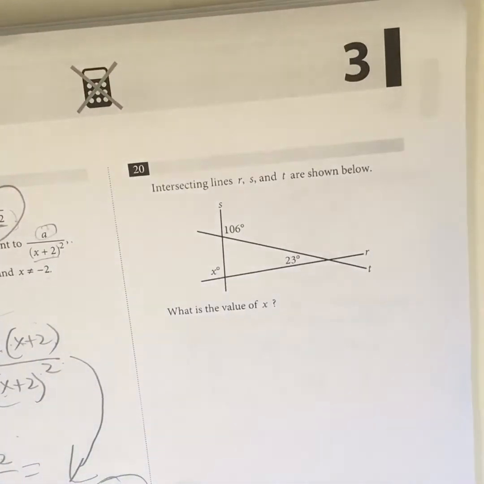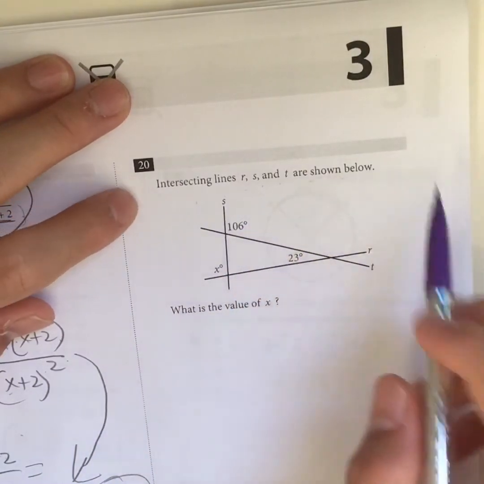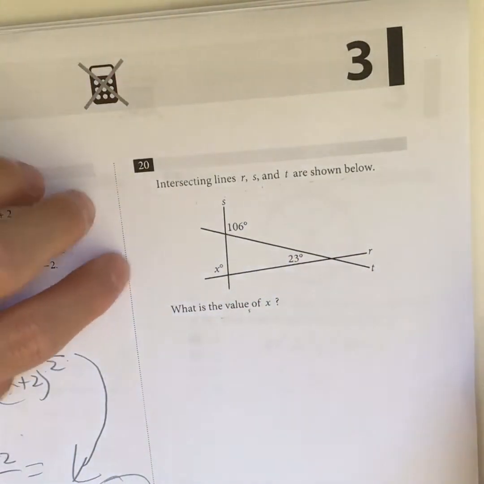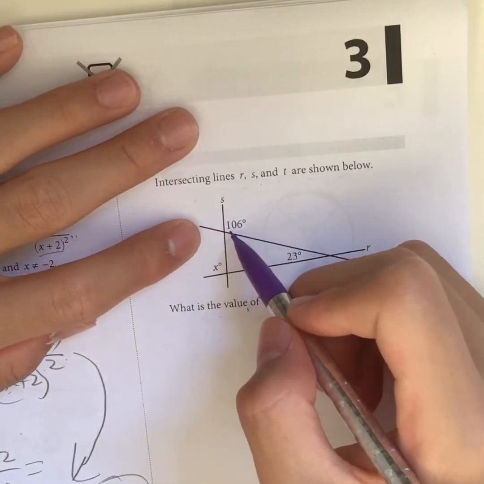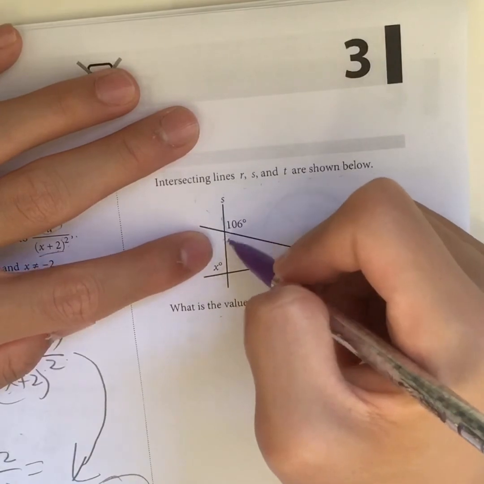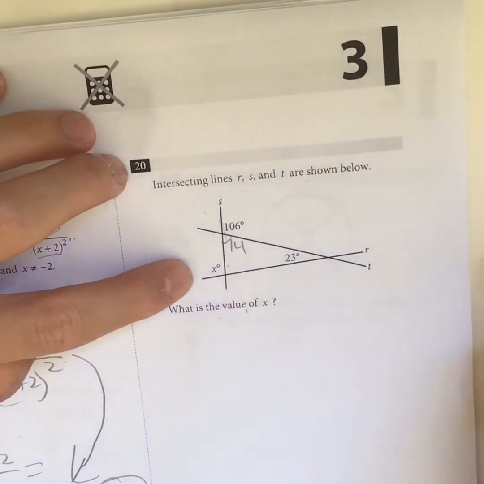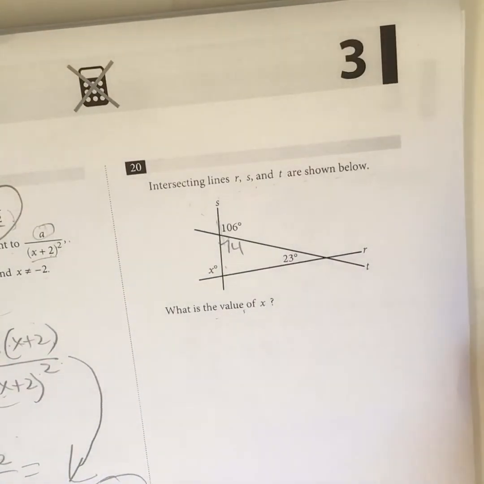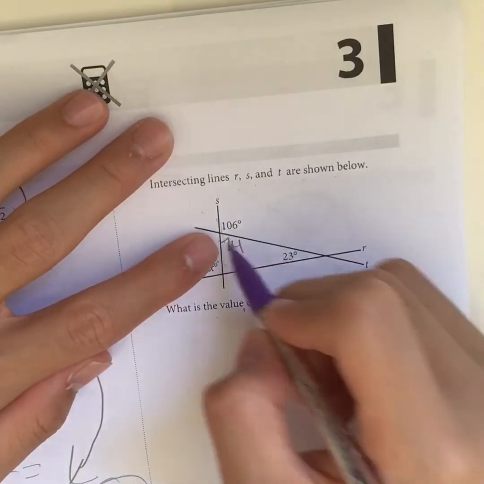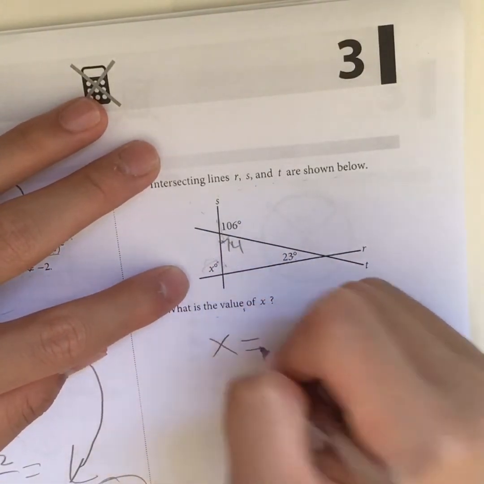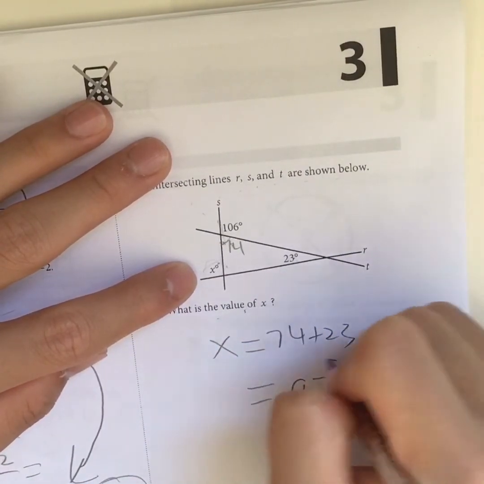So now we're on the last question of this section. Question 20. Intersecting lines R, S, and T are shown above. What is the value of x? Alright, this question is really easy. If these two angles are supplementary, it means this angle right here is going to be 74. And you don't have to find this angle, because there's a theorem that states that the exterior angle of a triangle is equal to the sum of the two remote interior angles. So the value of x is going to equal 74 plus 23, which is equal to 97.